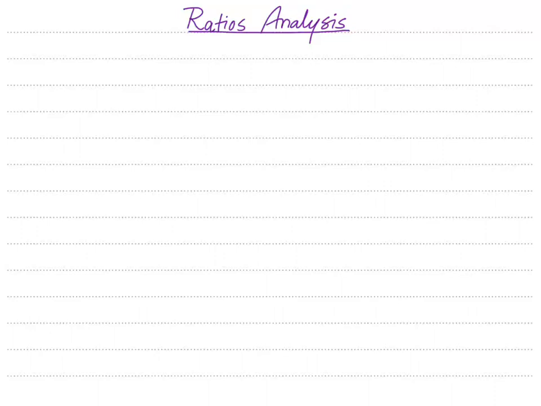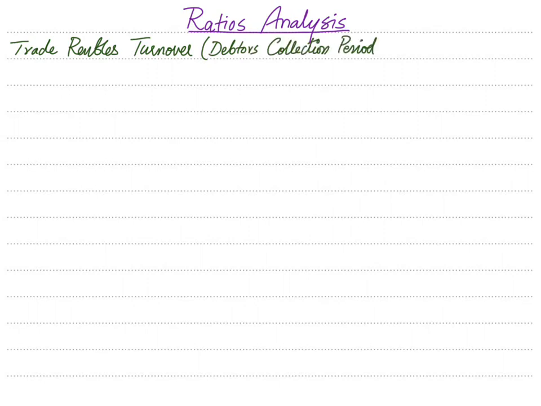The topic that I have brought for you today relates to ratios analysis. As you may be aware, ratios analysis is a broad topic in which there are many ratios that we are calculating for the business. Today we'll be discussing specifically two types of ratios. One is trade receivable turnover, also known as debtor collection period. Another topic is trade payable turnover, also known as creditor collection period. Now we'll be looking at the two in sequence.